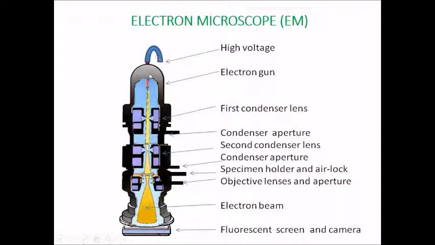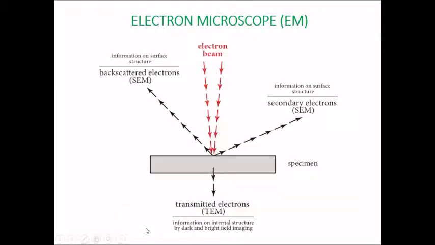Here we have a high voltage of electricity that is used to shoot the electron gun here. The first condenser lens, and then we have the condenser aperture here, the second condenser lens, and then the second condenser aperture, the specimen holder. This is where you're going to put your specimen, and here are the objective lenses, the electron beam, and also the fluorescence screen, and also the camera. So this is how they focus the electron beam.